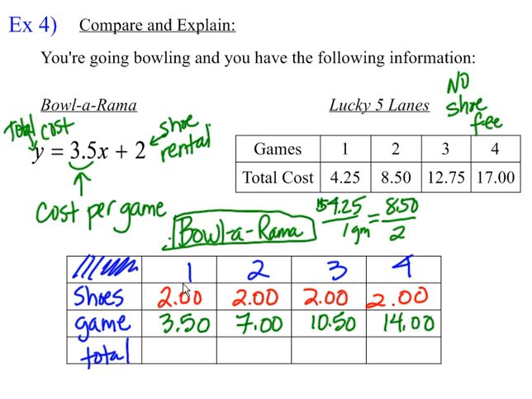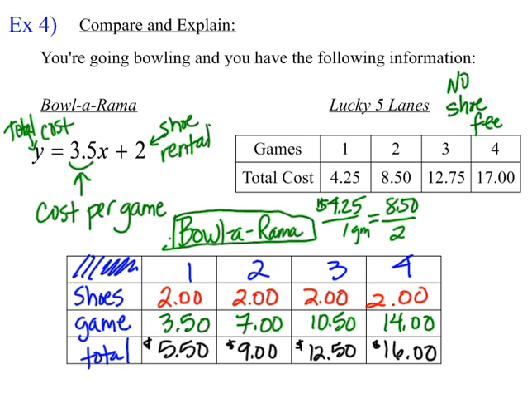Now I need to figure out the total cost, which means I'm going to add these two together, the shoes and the games. So here I have a total cost of $5.50. Here I have a total cost of $9. Here I have a cost of $12.50. And here I have a cost of $16.